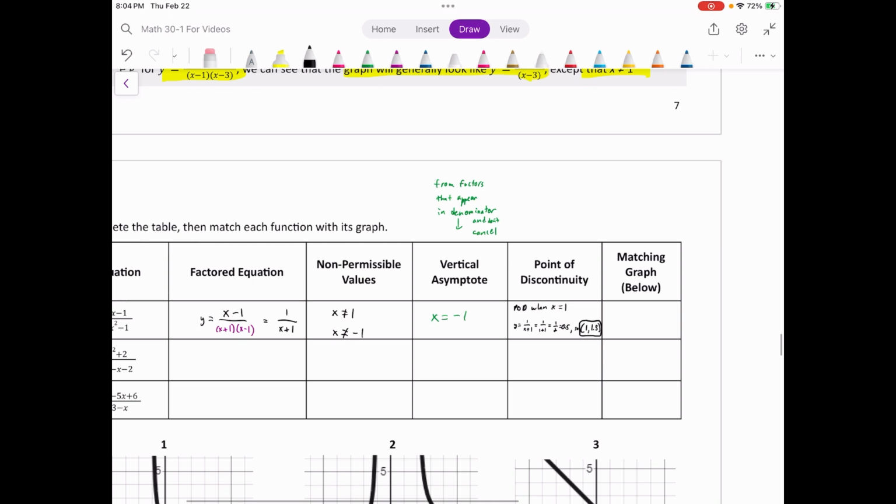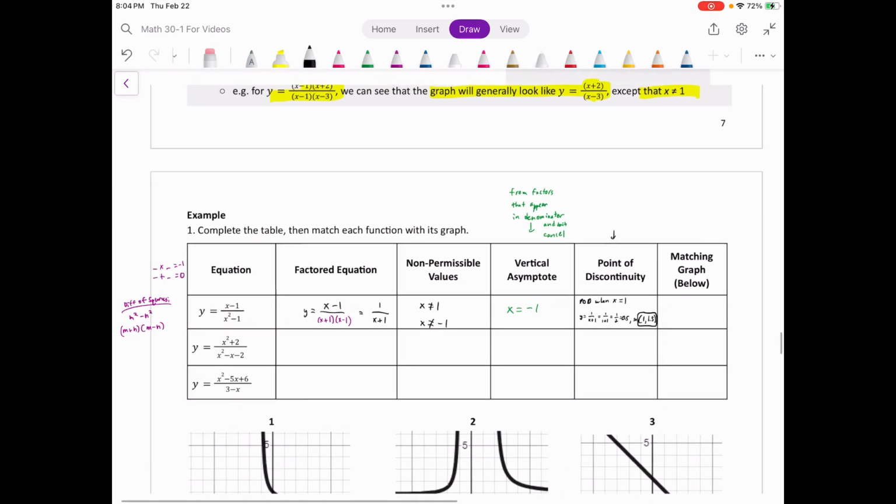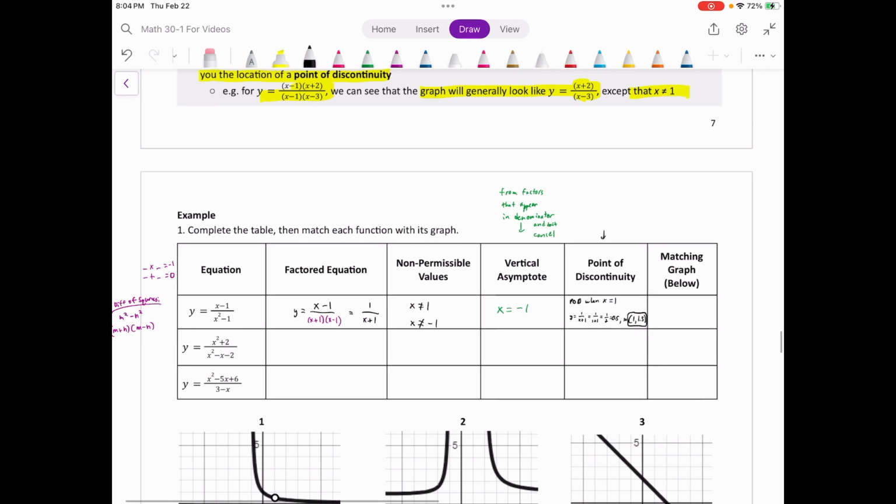Okay, and again, another way to think about this, I don't want us to get too much into robot mode and not thinking about why that makes sense, but these will come from factors that appear in the numerator and the denominator and end up canceling out, right? Because again, they don't influence the overall shape, but they do leave behind a little hole still showing us that, hey, even though I simplified out, x still can't be 1 or you're dividing by 0.